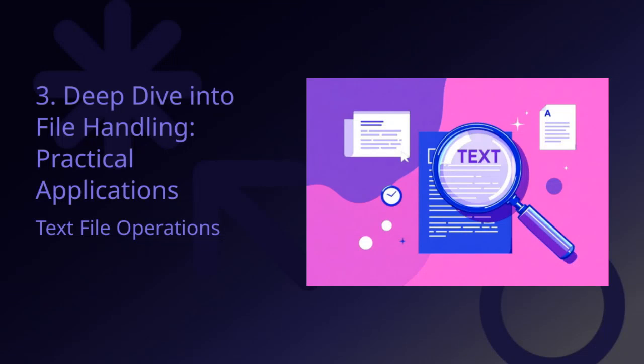Now, let's take a deeper look into file handling and explore some practical applications. When we talk about file operations, we're essentially discussing how we can read from and write to files, which is fundamental for many real-world programs. These operations allow us to store data permanently, manipulate data stored on disk, and even process large amounts of information efficiently. Throughout this section, I'll highlight key concepts like opening files in different modes, reading and writing data, and closing files properly to prevent data loss or corruption.